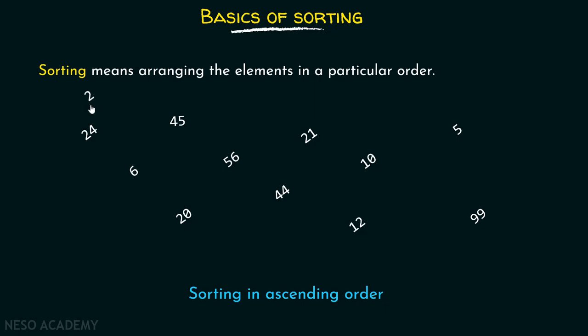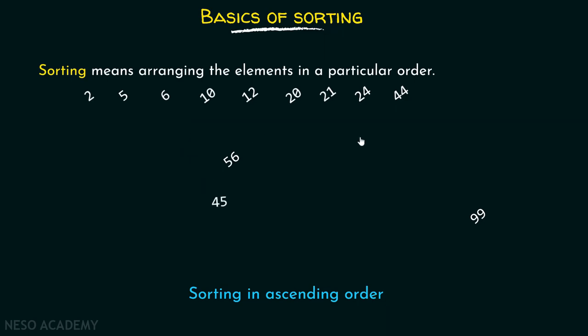Now let's find out the second smallest element. You can see this is the second smallest element. Let's place it over here. And then we will place this third smallest element over here. Then we will place this fourth smallest element after this 6. And then we can place this 12 after 10. Then 20, then 21, then 24. Then we have 44, then 45. Then 56, and finally 99.